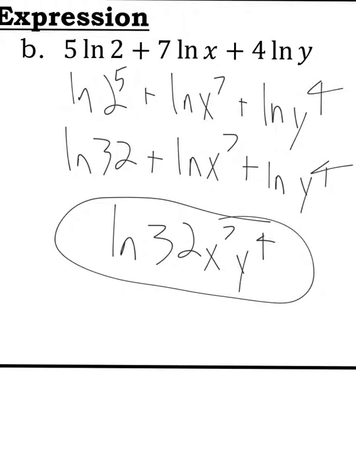And then you're just plussing. So if you're plussing, you multiply 32 times x to the 7th times y to the 4th. That can't simplify beyond that, so that's why the answer was just ln 32 x to the 7th y to the 4th. And that's all there is to say about that one.